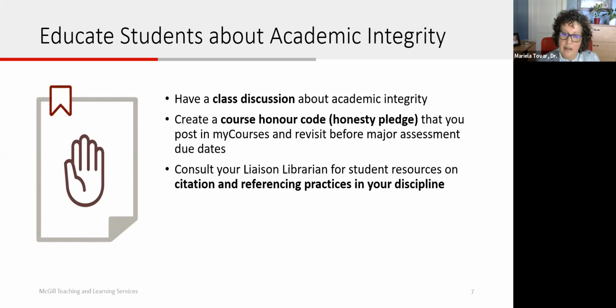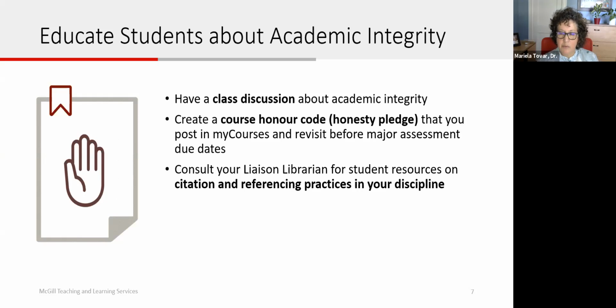One of the things that has been recommended is, if you have an opportunity, to have students co-create the course honor code. That has been shown to make students more likely to really adopt it and be on board with it. And last but not least, your liaison librarian can really be a helpful source for student resources on citation and references practices in your discipline. So those are the recommendations that we have for educating students about academic integrity.